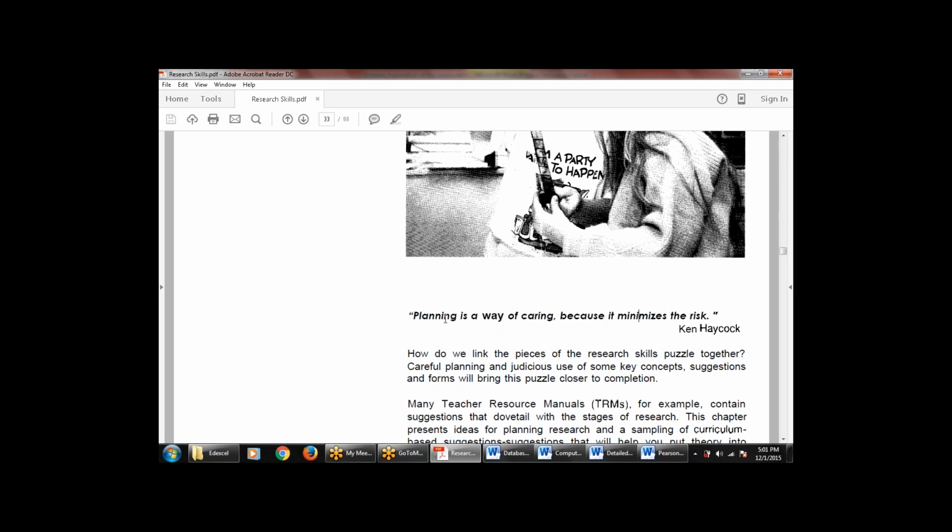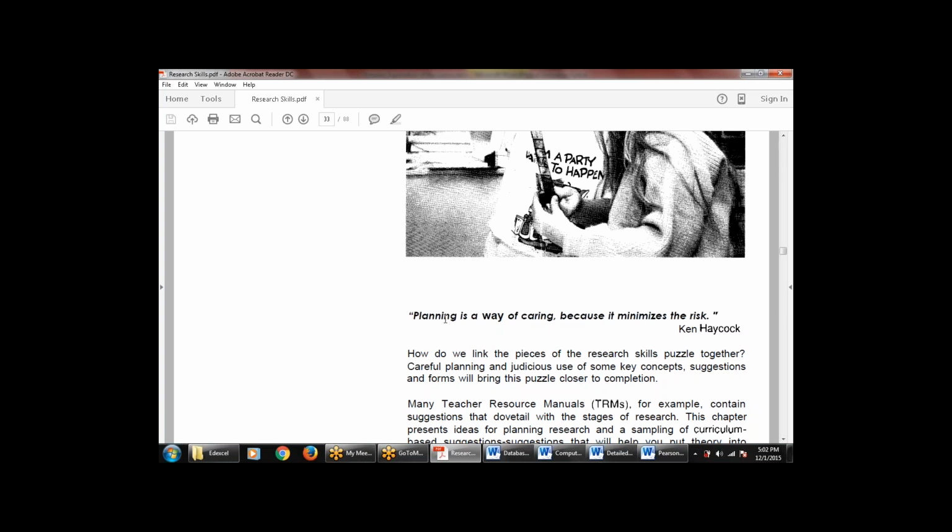And how do we link the pieces of the research skills puzzle together? Careful planning and the judicious use of some key concepts, suggestions, and forms will bring this puzzle closer to completion. That is how to make the research activities possible, how to put the research activity puzzle together.